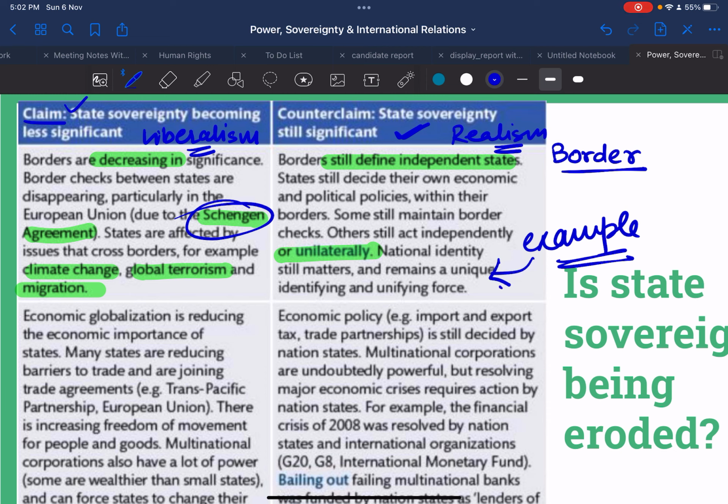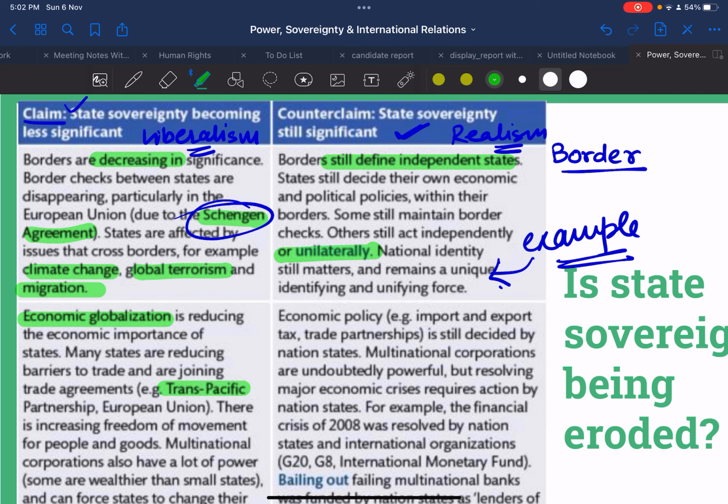All right. Now the second set of claim and counterclaim. The second set is on globalization, right? This one says economic globalization is reducing the economic importance of states. Many states are reducing barriers to trade and are joining trade agreements.